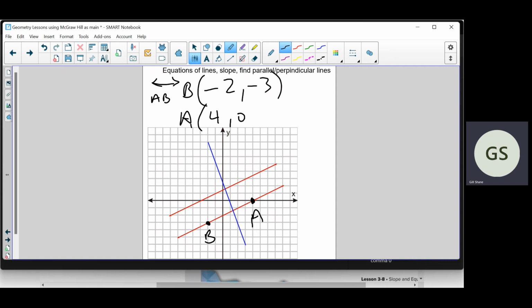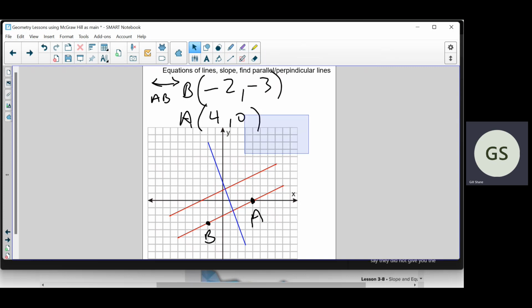Again, they would not have given you a line. A lot of times they're just going to give you the points on these problems. Now, if you want to graph it, you can graph it, but you won't visually be able to see that it's parallel or not, so you'll still have to go through the steps we're about to go through. So let's say they just gave you those points, and let's say they did not give you the graph.